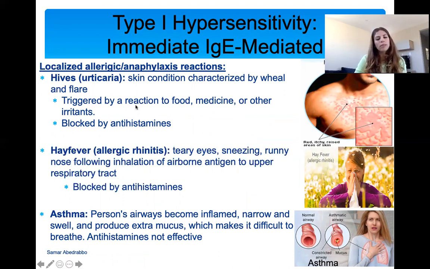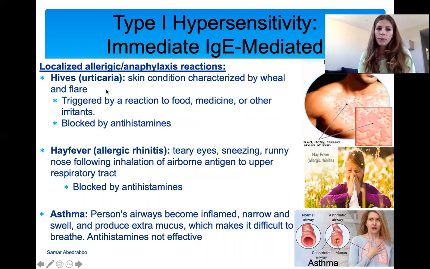And it's triggered by foods, medicine, anything that can irritate someone. The way that you would treat this if you have this reaction is usually by antihistamines. Hay fever, allergic rhinitis. This is what people typically get when they are exposed to, like, pollen, for example. Teary eyes, sneezing, runny nose because you've inhaled something. So it's limited to the upper respiratory tract, and then antihistamines also help here.